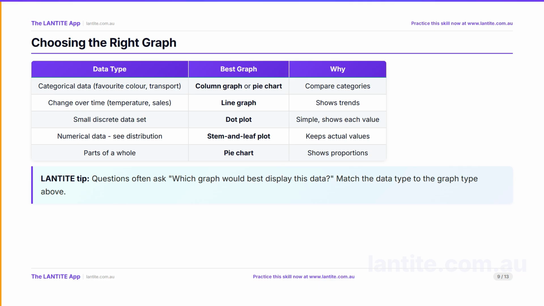For numerical data where you want to see the distribution, a stem and leaf plot keeps all the actual values visible. And for showing parts of a whole, a pie chart is ideal. Remember this guide for the LANTITE. You'll often be asked which graph best suits a given dataset.